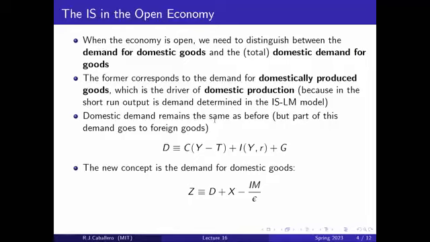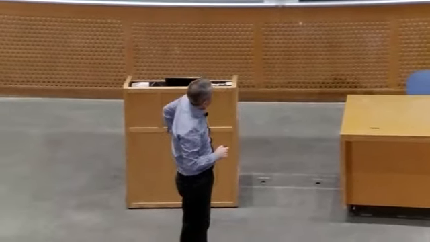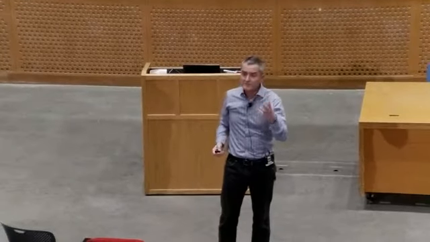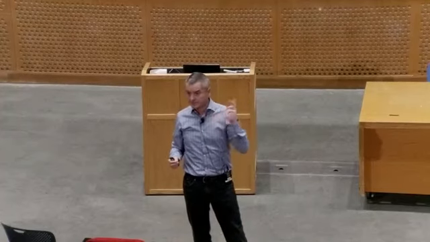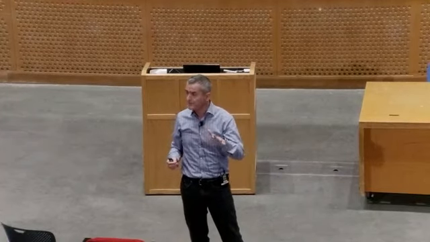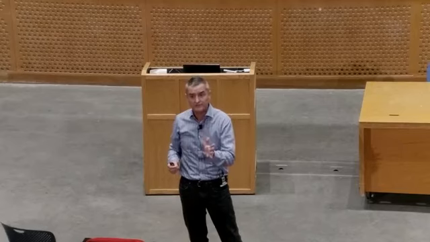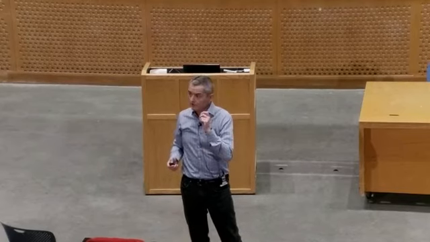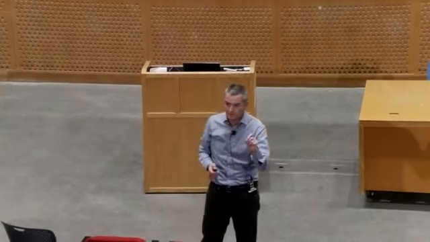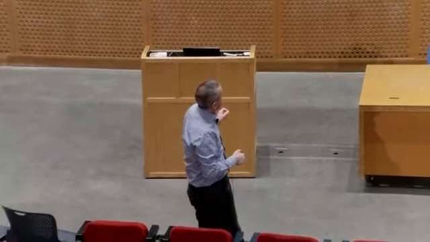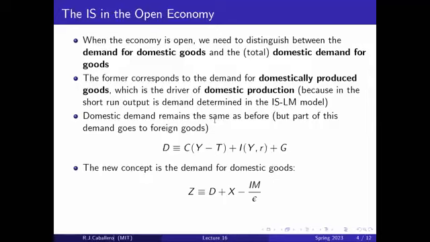Nothing has changed. What does change is that this is no longer what determines the demand for domestically produced goods. And remember, that's very key in the short run, because this is sort of a Keynesian model with very sticky prices. Demand determines output, activity. So if we're going to determine domestic production from demand, we better be very careful about what is the demand for domestically produced goods. This is demand for both domestically produced goods and foreignly produced goods.